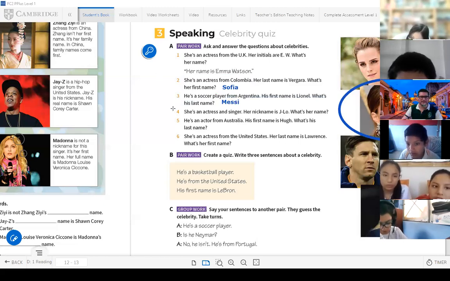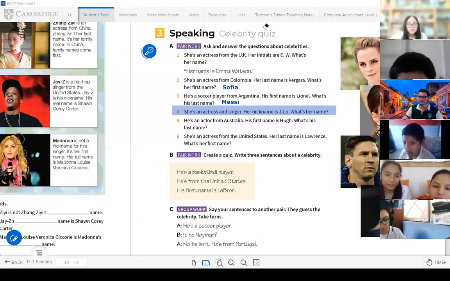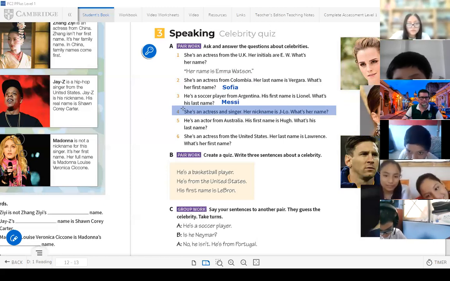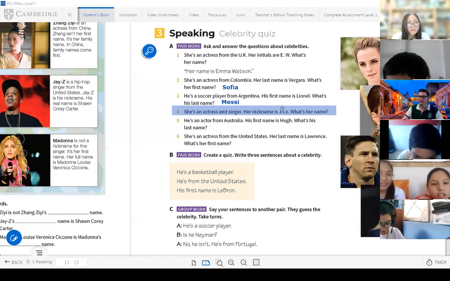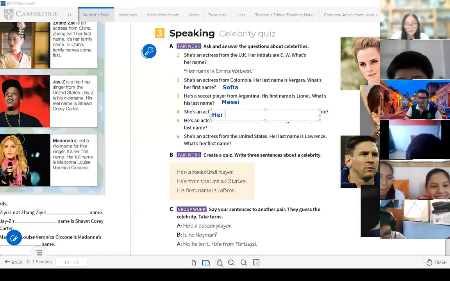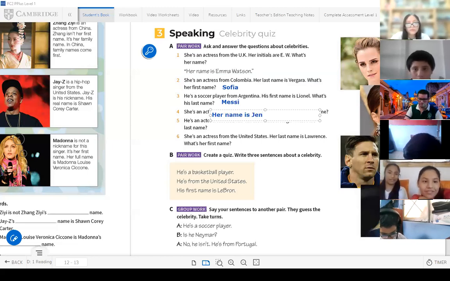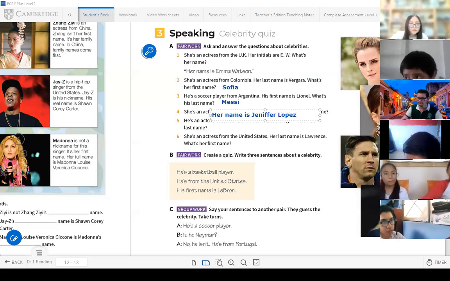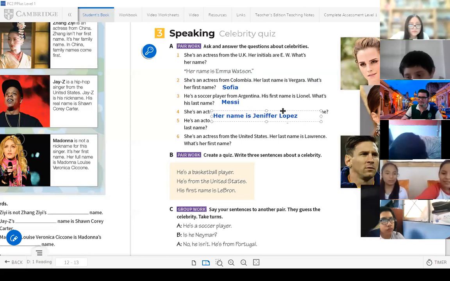Next. Kaki, please. Rosa Kaki, number four. Read the sentence, okay? She's an actress and singer. Her nickname is J-Lo. Excellent. Thank you very much, Kaki. She's an actress. Her nickname is J-Lo. What's her name? Her name is Jennifer. Excellent, right? Her name is Jennifer Lopez, right? Okay. The name is Jennifer Lopez.